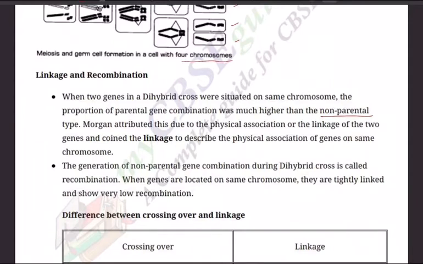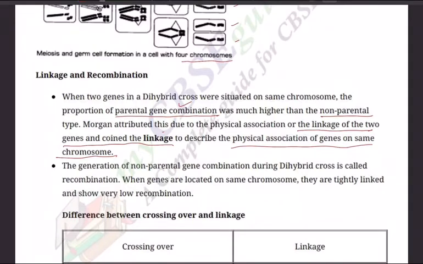Morgan attributed this to the physical association, or the linkage. Why will the round yellow numbers be more? Nine, we said. That is because of the linkage of the two genes. He coined the word linkage to describe the physical association of genes on the same chromosome. That round and yellow numbers will be high, that is, the parental gene combination is high because of the linkage. That is what Morgan said.